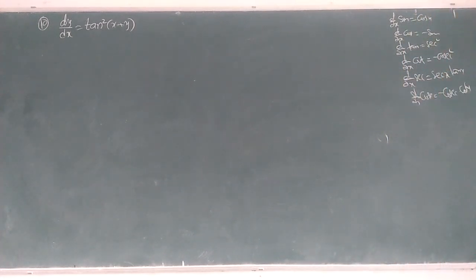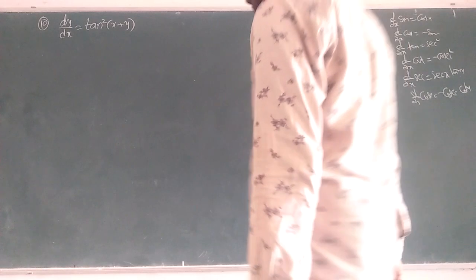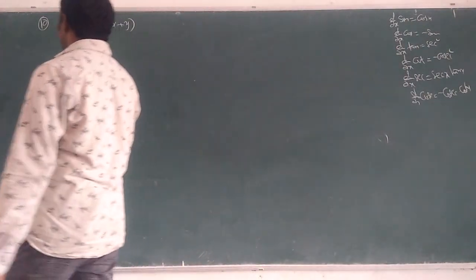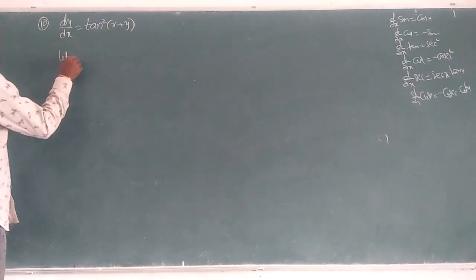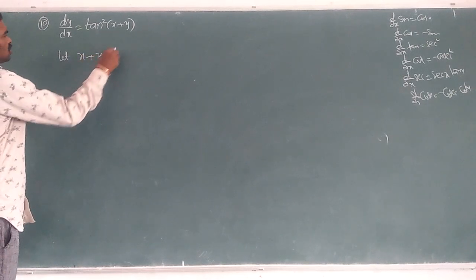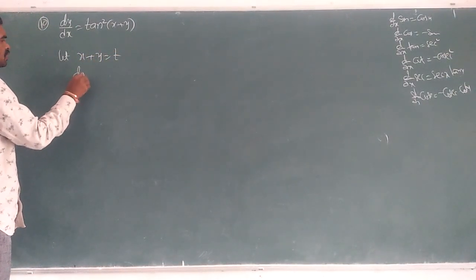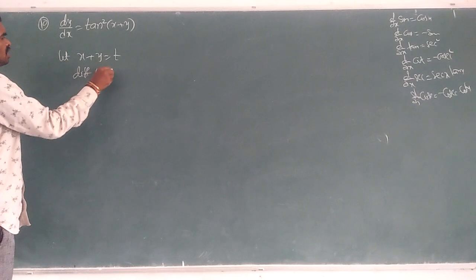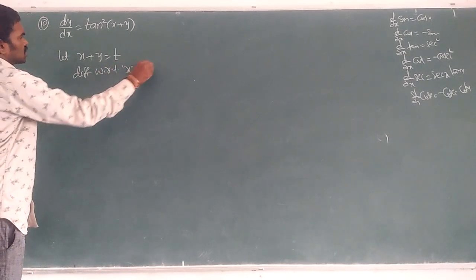Okay. 10th question: dy/dx = tan²(x + y). So this is also the same. What is the assumption here? Let x + y = t. Immediately differentiate with respect to x, on both sides.